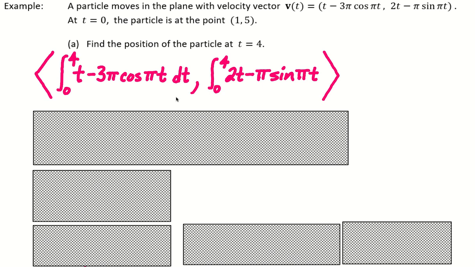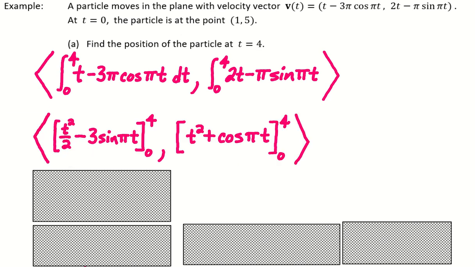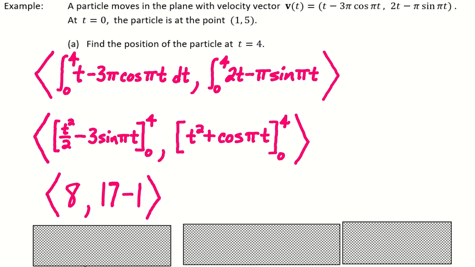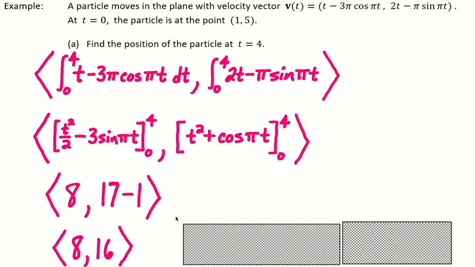How do you go from velocity to position? Well, we're talking about displacement, we take the integral. So integrating from 0 to 4, this is what we get. All right. And so using our calculator, 17 minus 1. I mean, you could have just used your calculator outright, but so 8 comma 16 is the position.